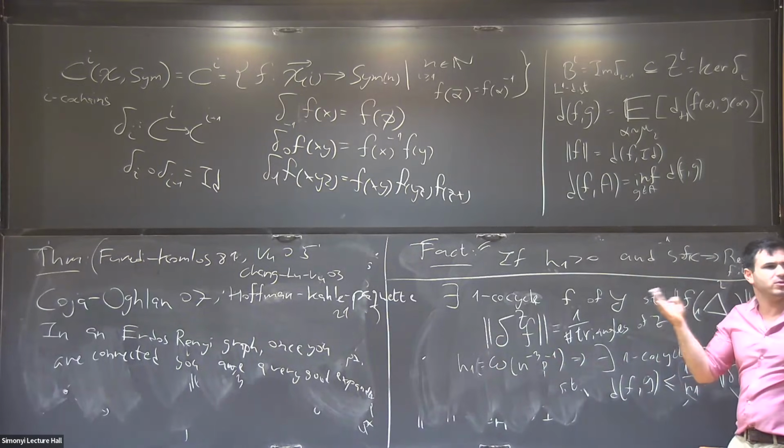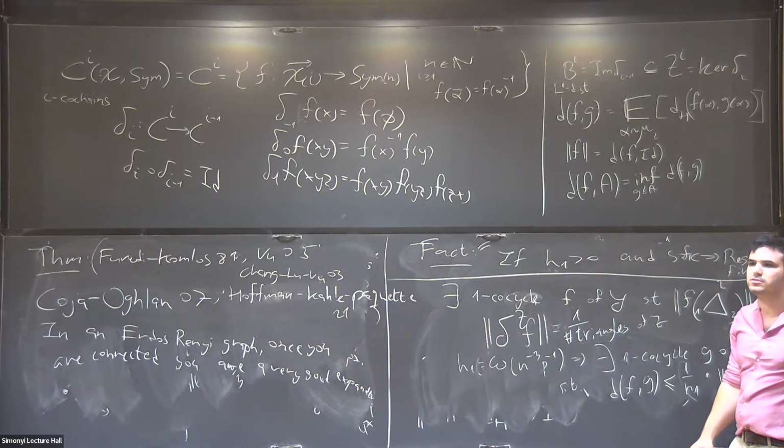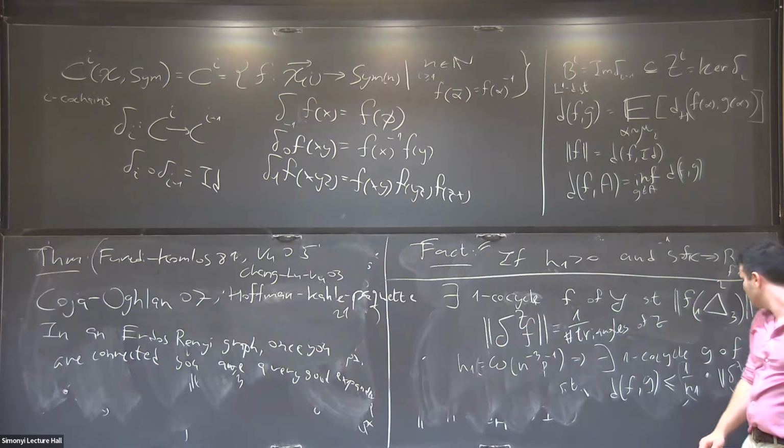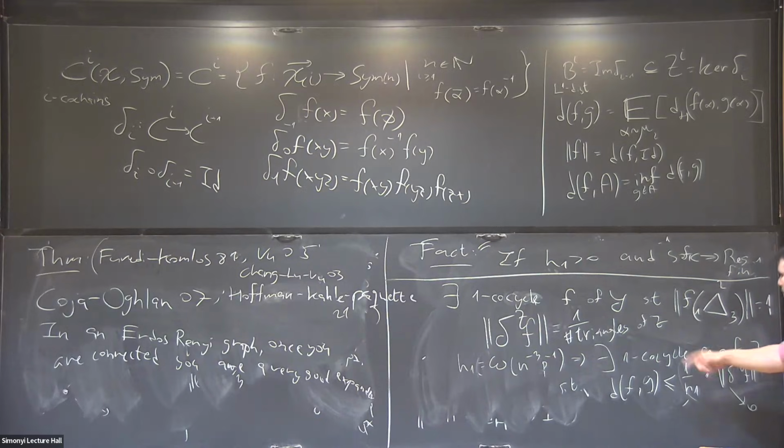Or 1 over, I don't know. 1 over the expected number of triangles. Okay. Yes. Okay. Maybe I wrote something here. Maybe it's the other way around. I'm not sure. Because this needs to tend to 0, right? And it's fine. Yeah, this is okay. If you're convinced, that's great.